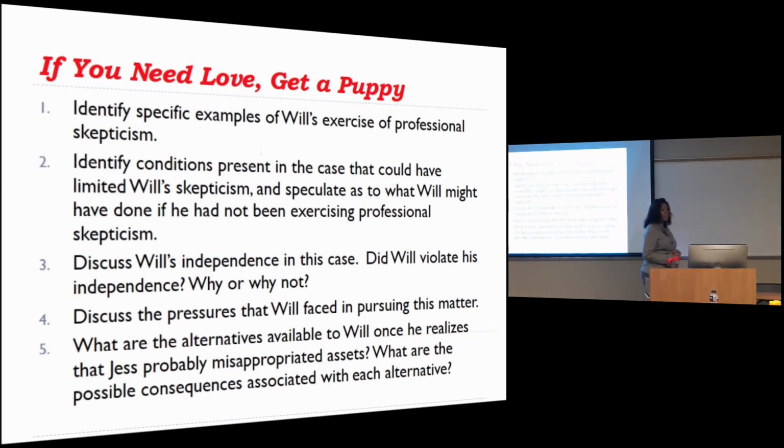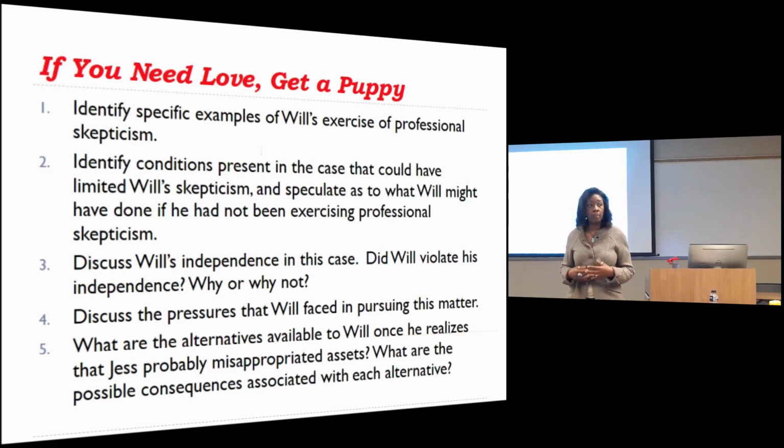Well, what might have limited his skepticism? Question number 2. Let's get some other people involved. Everybody read the case. Yes. He could have accepted the explanation Jess gave him about where the money went, like it fell between the walls. He could have just accepted that and moved on. And why would he have done that? What were the conditions that would have allowed him or motivated him or incentivized him to do that?